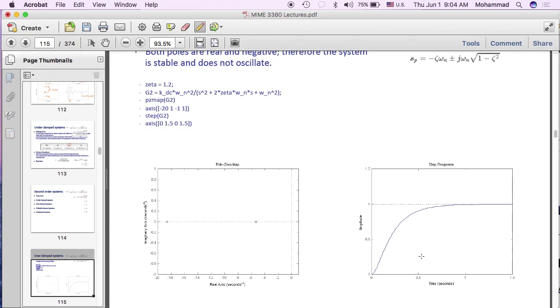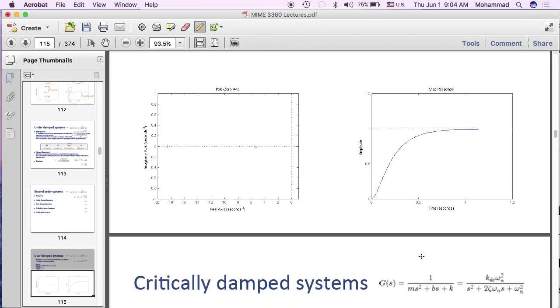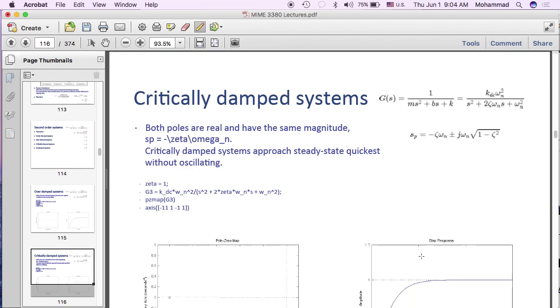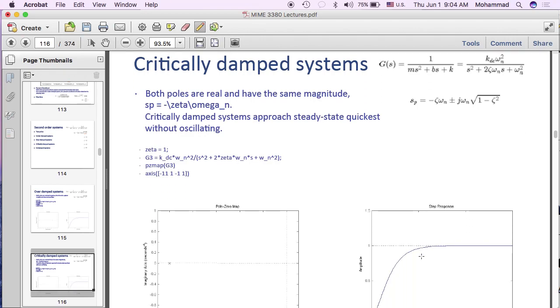Okay, so we talked about the overdamped system and the fact that the transient portion has no oscillation. Now, let's move to another special case, critically damped system. What has to be true for a critically damped system? What is a critically damped system? What is the value of zeta? Zeta is exactly equal to 1. Now, look at the location of the two poles. If zeta is exactly equal to 1, what will happen? You'll only have one pole.